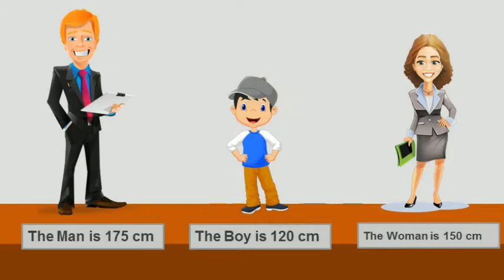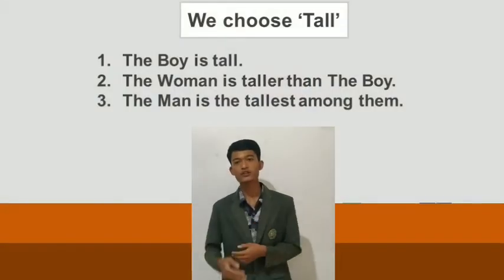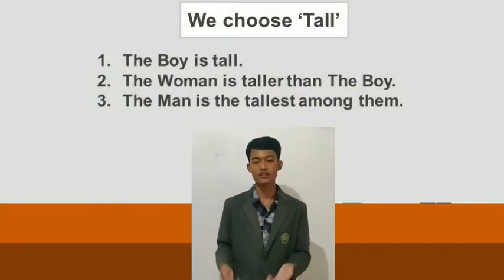Okay, so check out the example. Yes, we have the example. There are three persons in this picture. First is the man, second is the boy, and then the third is the woman. The man is 175 centimeters. The boy is 120 centimeters. And then the woman is 150 centimeters. In this situation, we choose tall as the adjective.